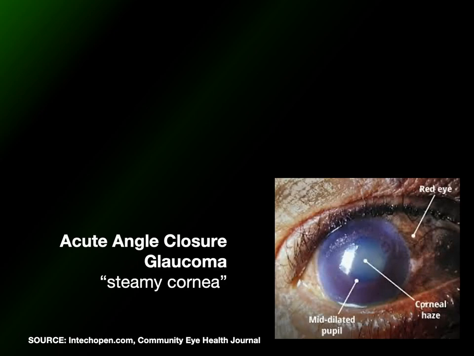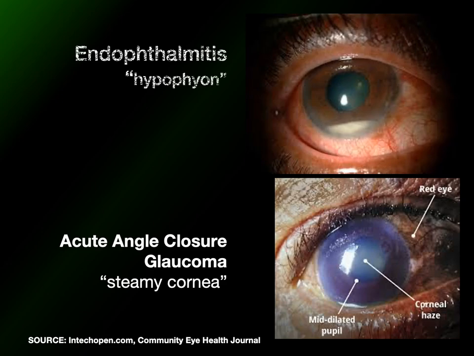A sudden increase in intraocular pressure in acute angle closure glaucoma will lead to eye pain, redness, a mid-dilated pupil, and corneal haze. The severe inflammation and increased intraocular pressure due to the purulent material buildup inside the eye in infectious endophthalmitis will likewise generate the same symptoms, with the addition of pus in the anterior chamber called hypopyon. These two disease entities will be discussed in greater detail in other modules.